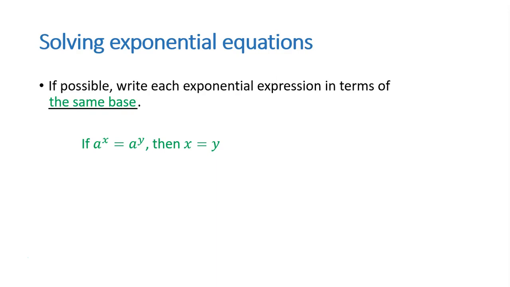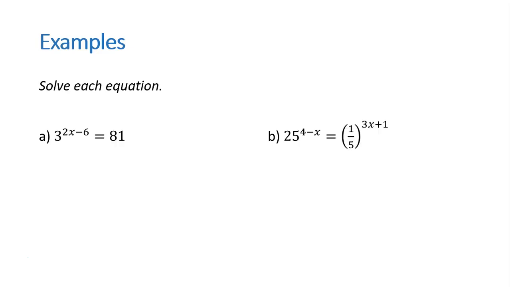So remember, when an exponential, typically our variable is in the exponent. The exponent is what we're trying to isolate and solve for. So in this case, if we can write both sides of the equation in terms of the same base, then we can just set our exponents equal and we can solve for our variable. So let's try a couple examples of equations in this form. So we want to solve each equation for the variable. Our first equation is 3 to the 2x minus 6 is equal to 81, and of course x is our variable, it's what we're trying to solve for.